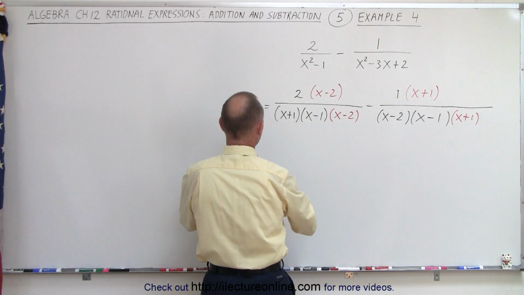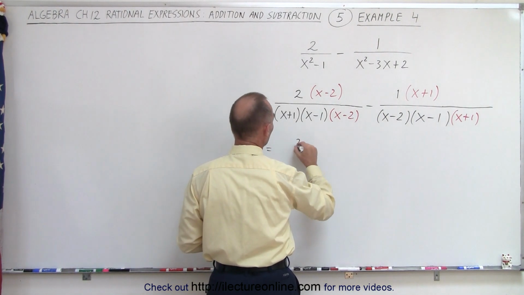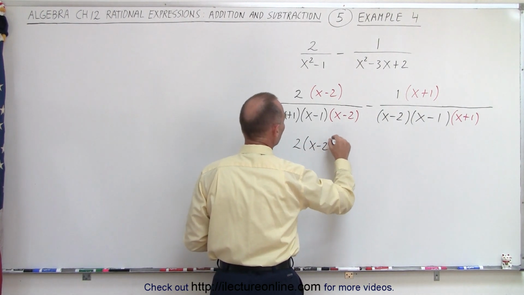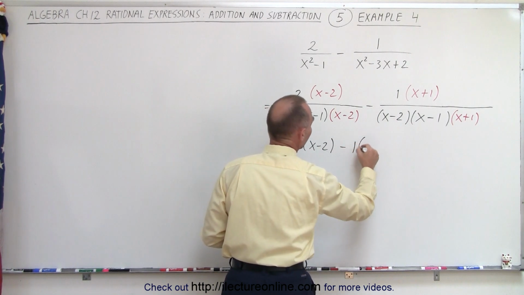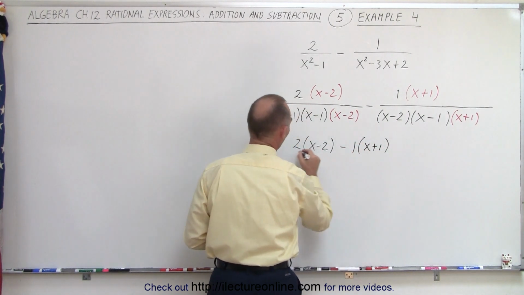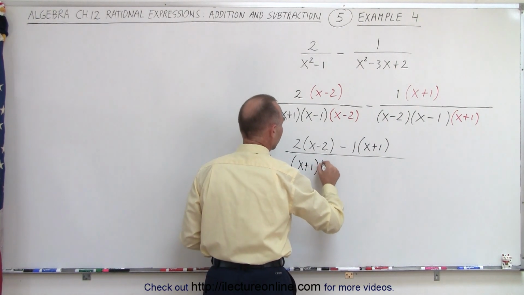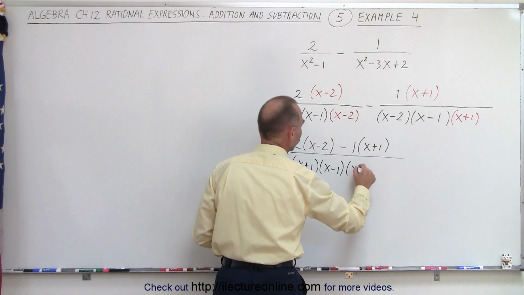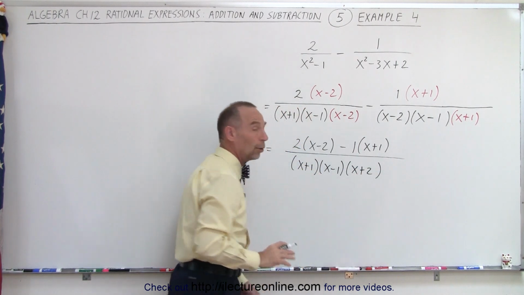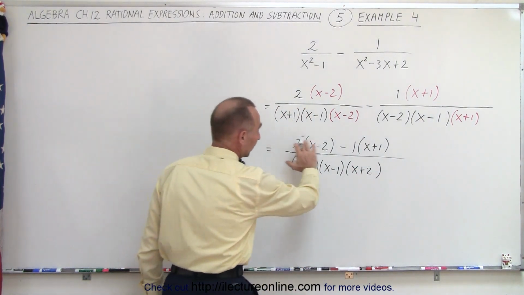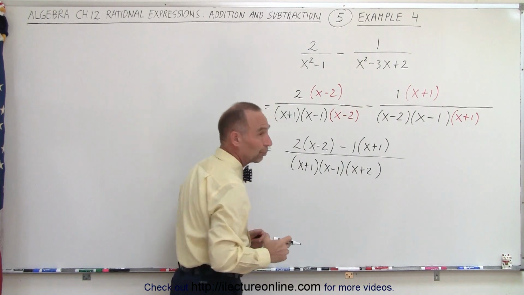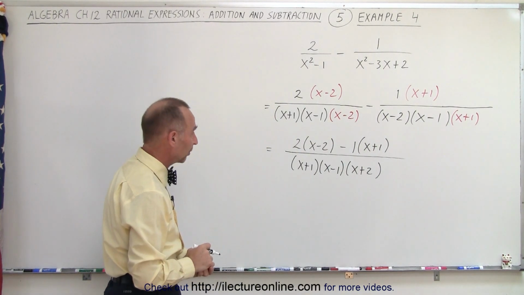So this is equal to 2 times x minus 2 minus 1 times x plus 1, all over the same common denominator of x plus 1 times x minus 1 times x minus 2. And now all we have left to do is to multiply everything out in the numerator, collect common terms, and simplify anything we can possibly simplify.